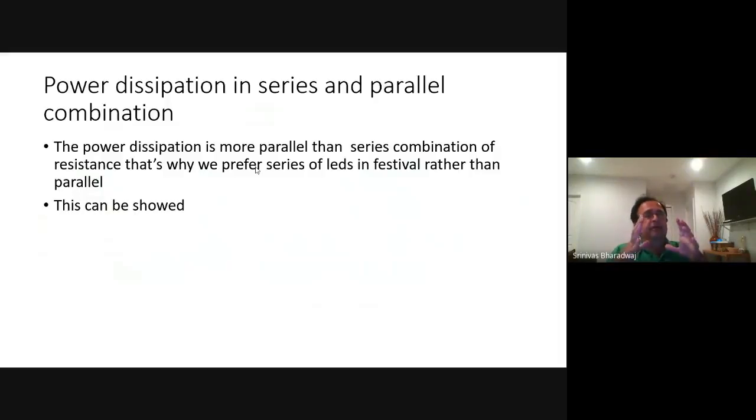It is because the power dissipation is more in parallel combinations, because power is V square divided by R. Okay, if the R is bigger, V squared by R is lower. Now in a parallel combination, R is smaller. Therefore, V square by R will be bigger. Okay, that's why parallel circuits draw more power. You can obviously understand that, right?